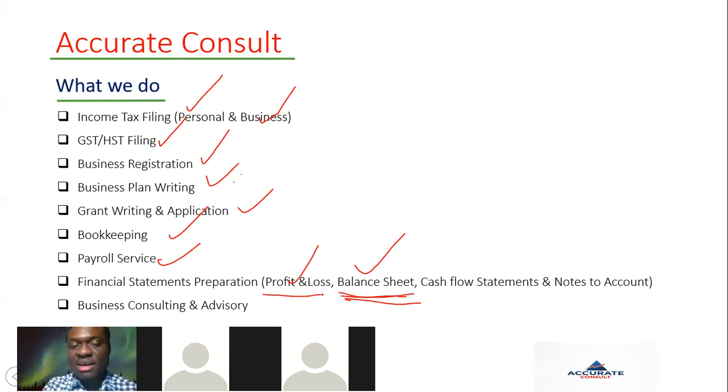Do you understand? It's easier for you to draft your P&L yourself, profit and loss, from your total income minus total expense. You can do that. But a balance sheet, you will need an accountant or someone that understands how it works, because there's a relationship between your balance sheet and your P&L and your equity statement. Then we also provide consulting service and advices to clients.